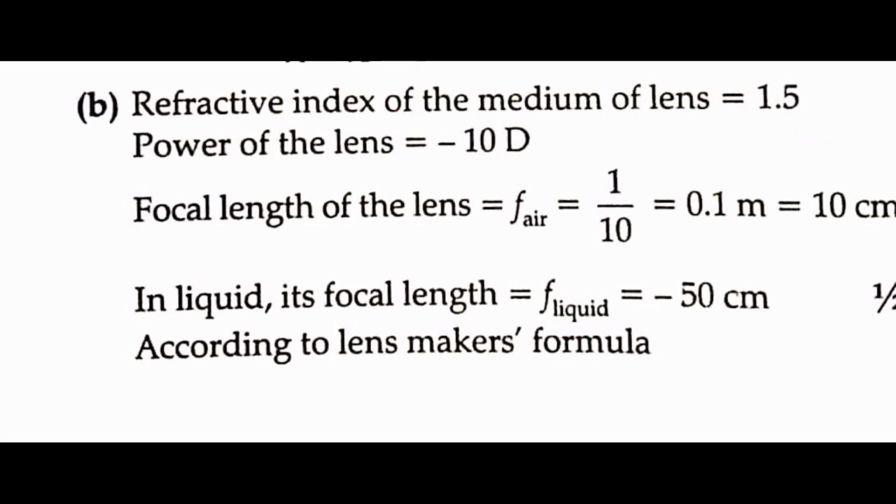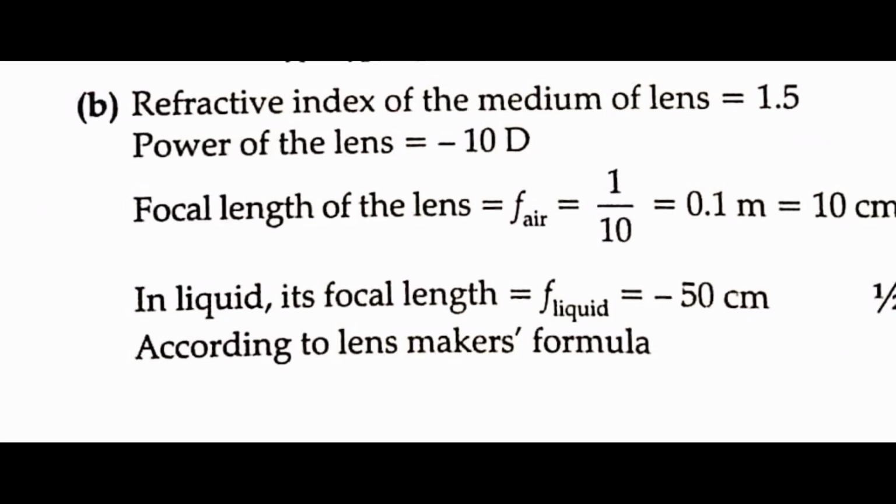Now we can solve the second question. The question is, a converging lens of refractive index 1.5 has a power of 10 diopter. So here the refractive index N is given as 1.5, and the power P is equal to 10 diopter. When it is completely immersed in a liquid, what will happen? It behaves like a diverging lens which has a focal length of 50 centimeter.